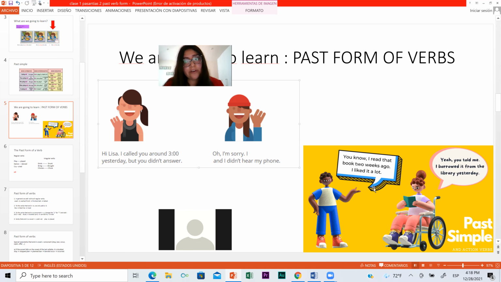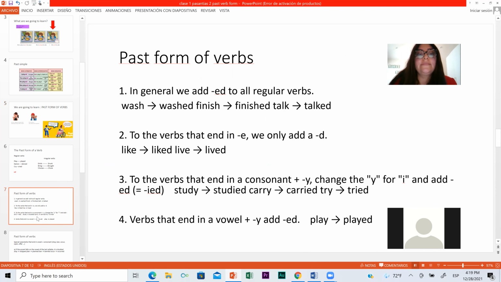Like in this situation right here, in this second picture, you can notice where the ed is added. It is in liked. Or the dialogue of the girl, where it says, yeah, you told me. The verb is changed because it is irregular. But then it says, I borrowed it from the library yesterday. You can see the ed right here because we're in past simple. So there are many grammar rules for you to know how to add ed and when not, but there is not a specific way to do it. So you have to memorize sometimes the verbs that are irregular. But in general, we add ed to all regular verbs.